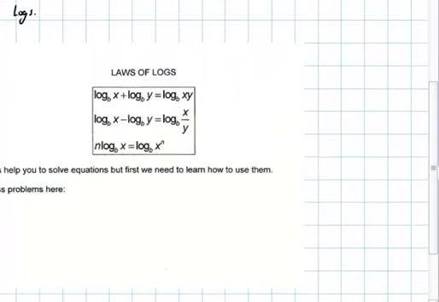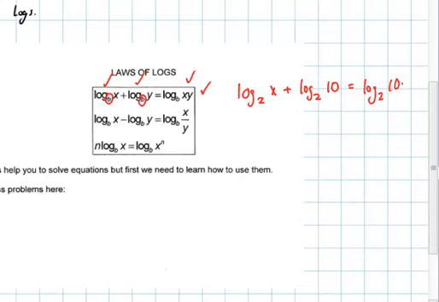This is our little table that we went over that was in our packet. What this rule says is that if you have two logarithms being added with the same base, you can compress them into a product of the two interiors of the logarithms. For example, the log base 2 of x plus the log base 2 of 10 can be condensed as the log base 2 of 10x.